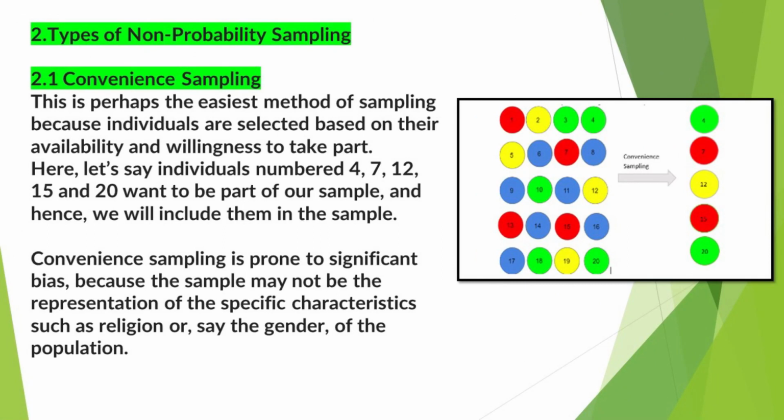Now we are going to start non-probability sampling, where all elements of the population do not have equal chance of being selected as a sample. In this, the first type is convenience sampling. So this is perhaps the easiest method of sampling because individuals are selected based on their availability and willingness to take part. Here, let's say individual numbers 4, 7, 12, 15 and 20 want to be part of our sample, and hence we include them in the sample. Convenience sampling is prone to significant bias because the sample may not be representative of specific characteristics such as religion or say the gender of the population.